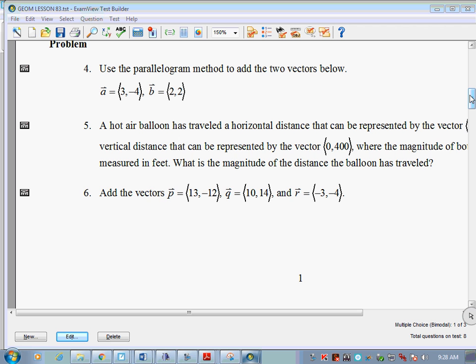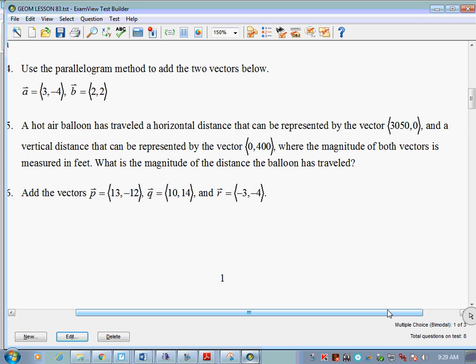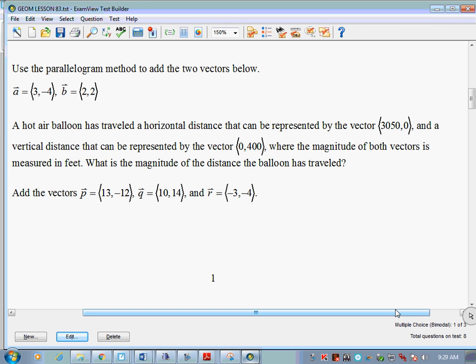Okay, let's look at this guy, I think. Yeah, we're at about 8 questions, so 5. A hot air balloon traveled a horizontal distance that can be represented by the vector 3050, 0. That means if it's just going a horizontal distance, it's going to the right on a plane, 3050, but it's not going up or down. And a vertical distance can be represented by the vector 0, 400, meaning I'm not going left or right, but I am going up 400, where the magnitude of both vectors is measured in feet. What is the magnitude of the distance the balloon has traveled?